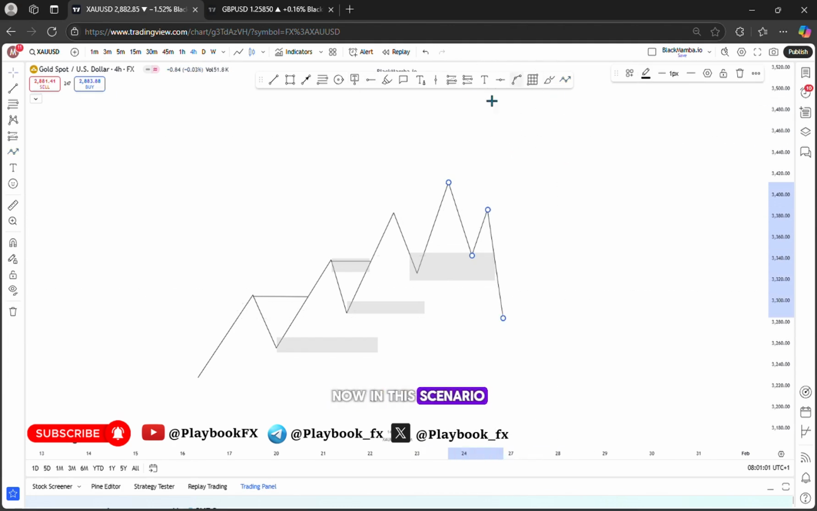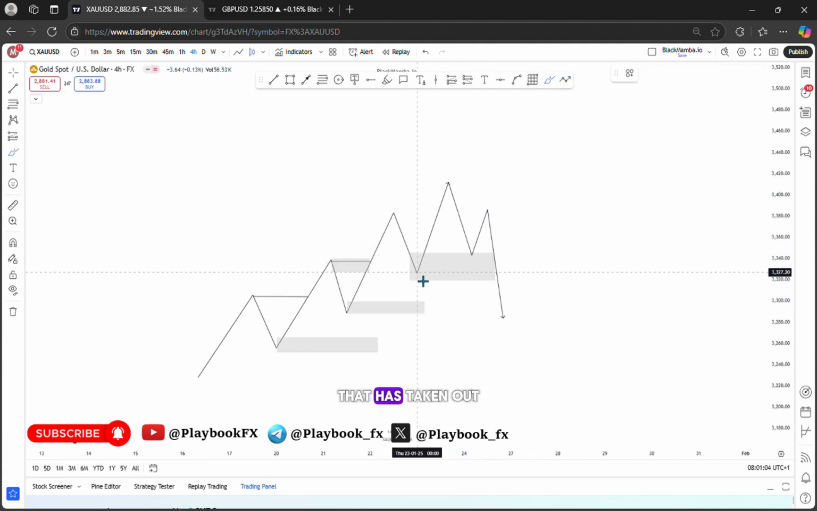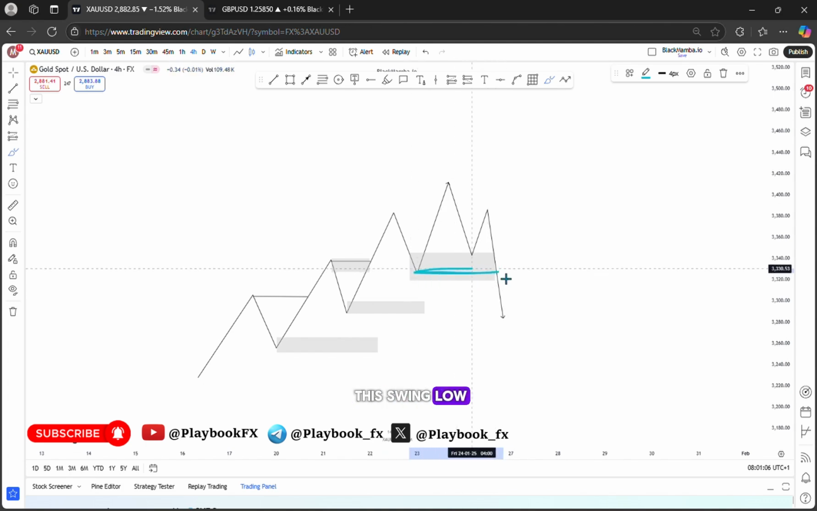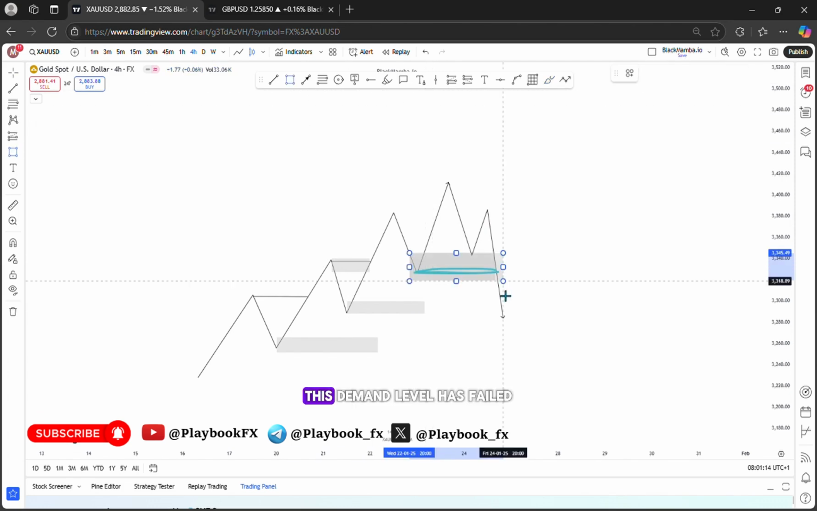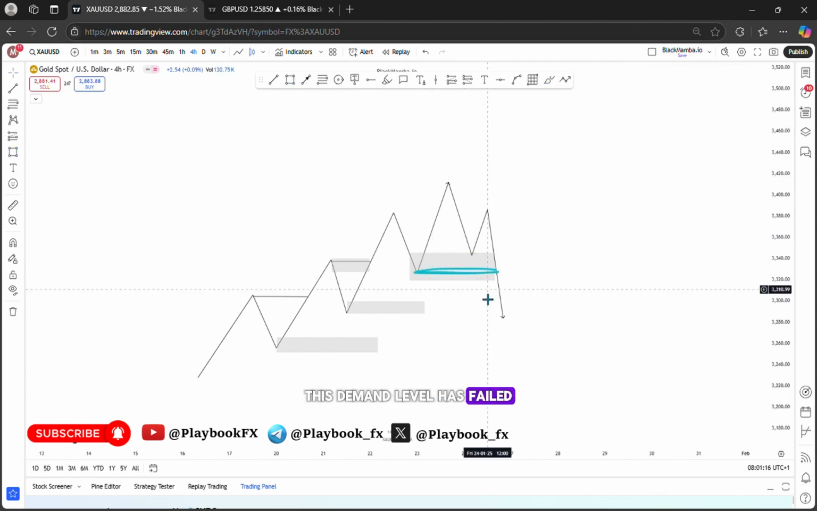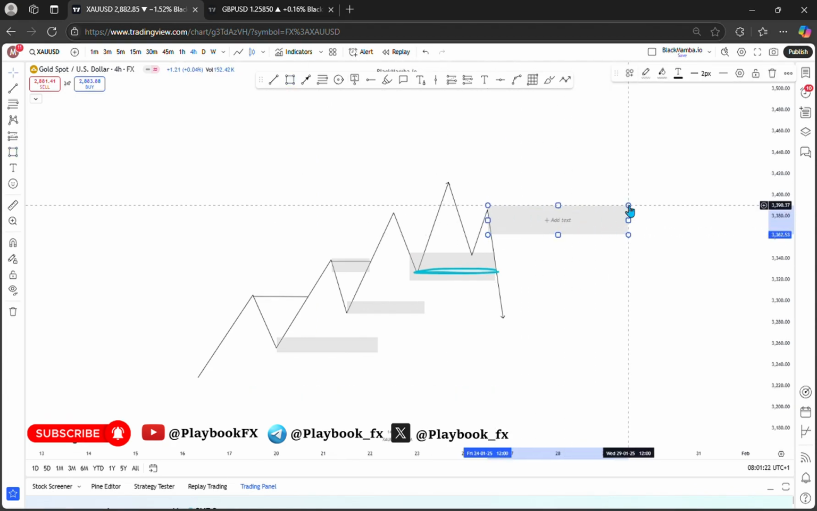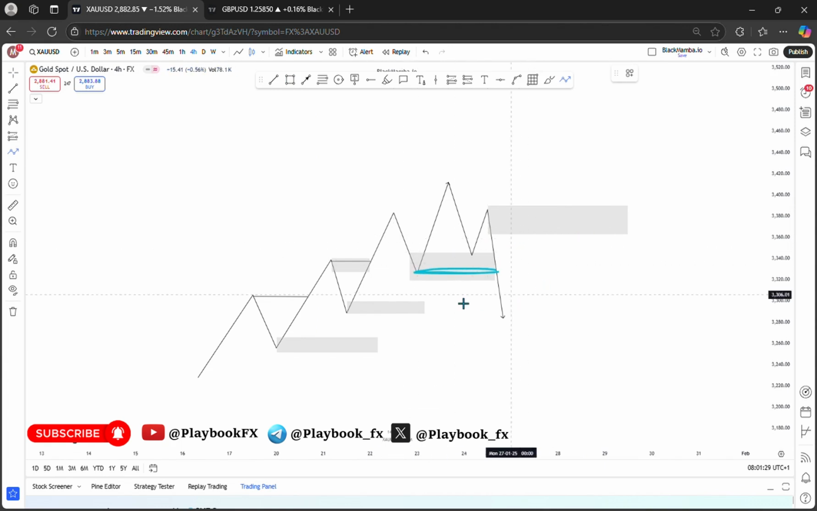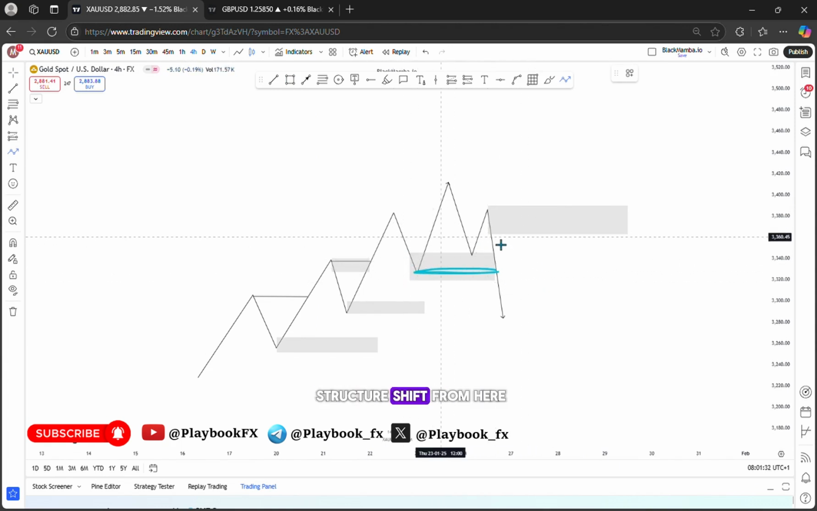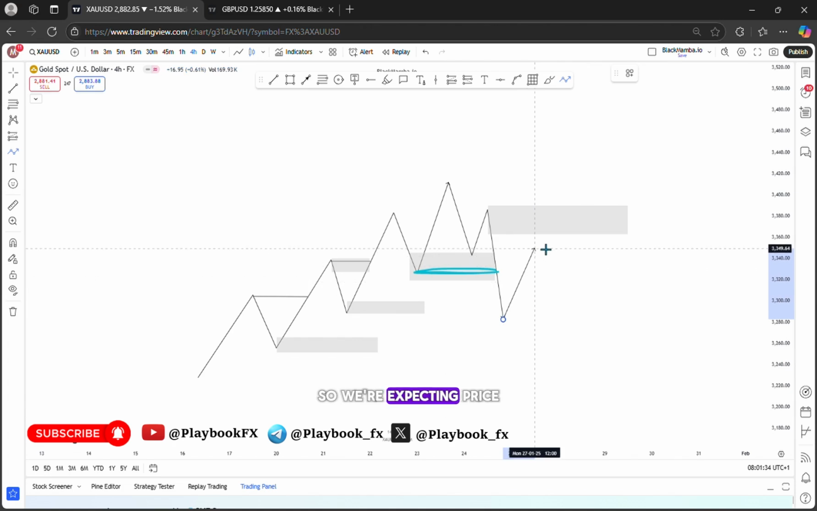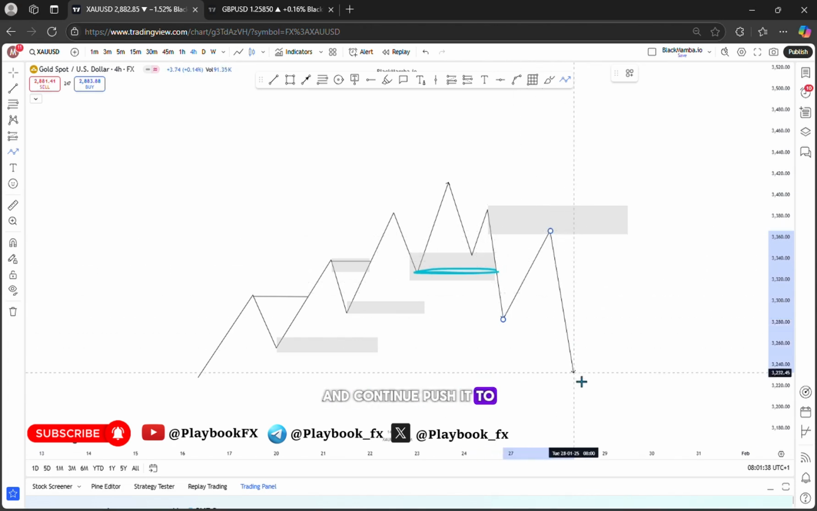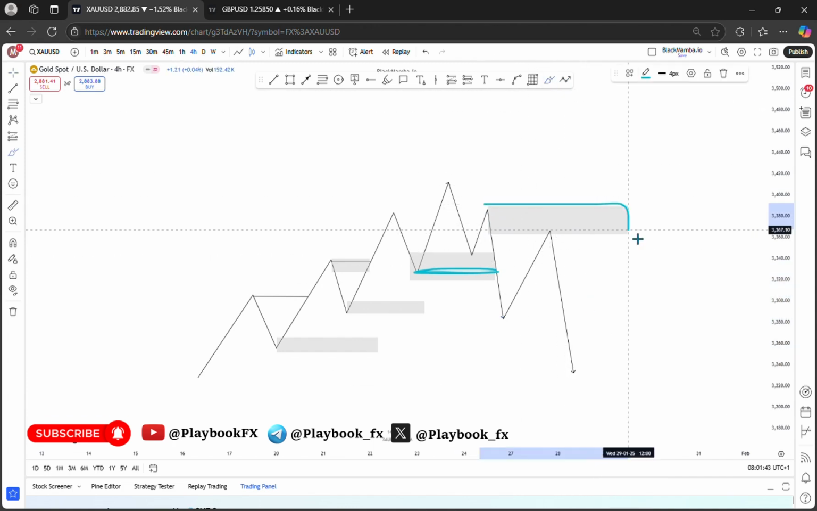Now in this scenario, we had a change of character. Price has taken out this swing low, that's failed, so we had a change of character. Now in this situation, this demand level has failed. Now when demand fails, supply will automatically take control. At this point, since price has changed character, we had the market structure shift from here, so we're expecting price to mitigate this level and continue to push to the downside. This zone is the flip zone.